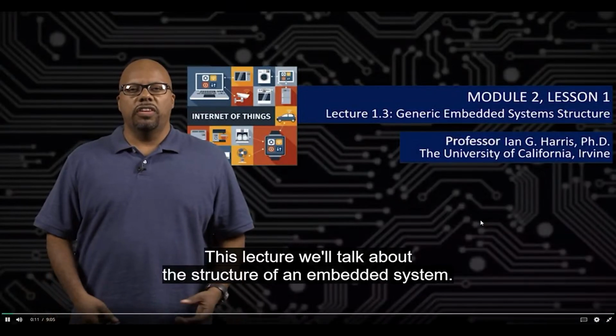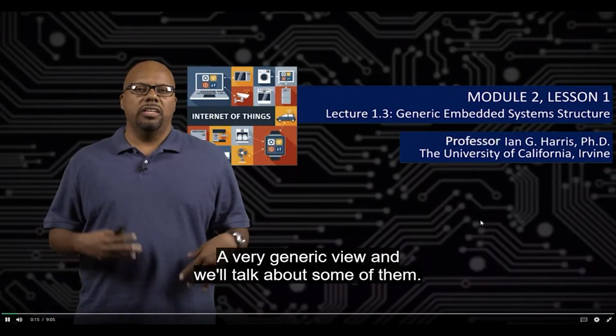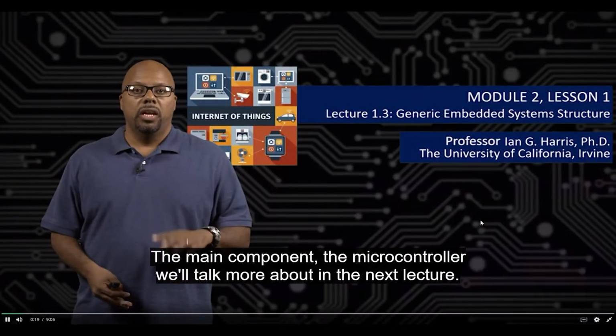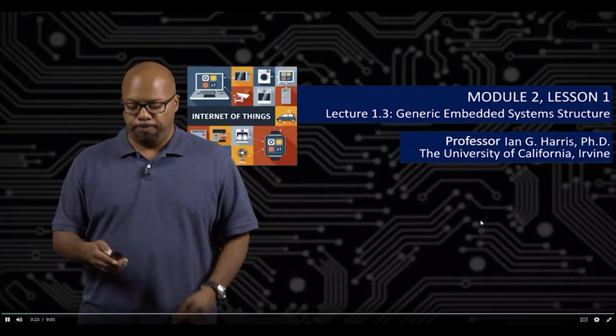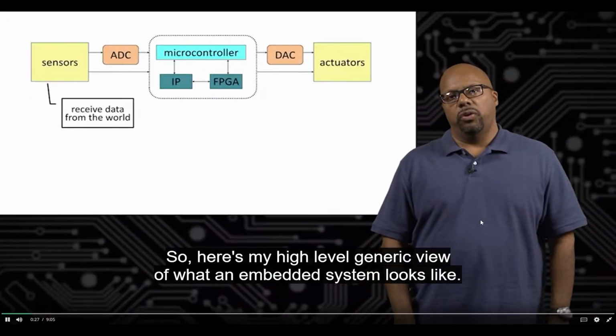This lecture, we'll talk about the structure of an embedded system, the hardware structure specifically. We'll look at the different components in a very generic view, different types of components, and we'll talk about some of them. The main component, the microcontroller, we'll talk more about in the next lecture. So here's my high-level generic view of what an embedded system looks like.